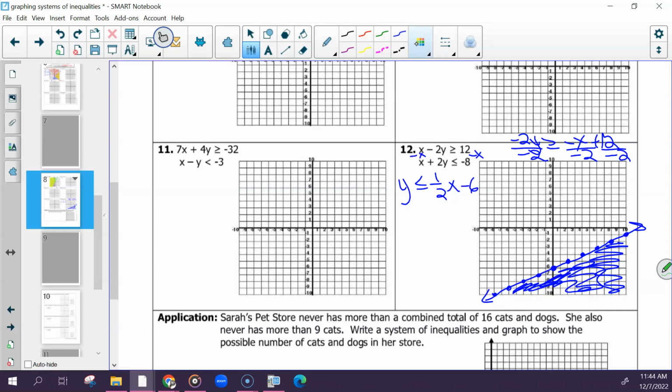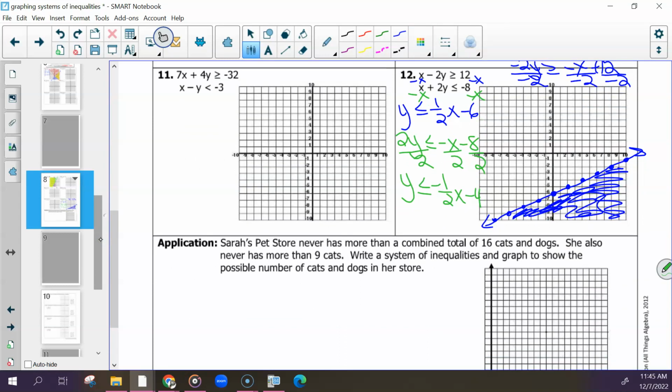And then we would do the same thing for the other one. Subtract your x on both sides. Divide everything by 2. So y is less than or equal to negative 1 half x minus 4. So we would start at negative 4, go up 1 to the left 2 as many times as possible, fill up your graph. Down 1, right 2 as many times as possible, fill up your graph.